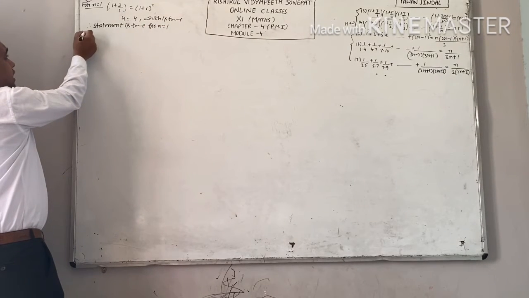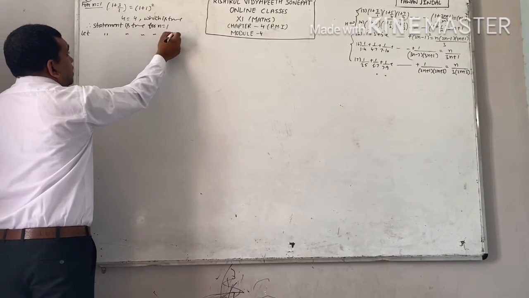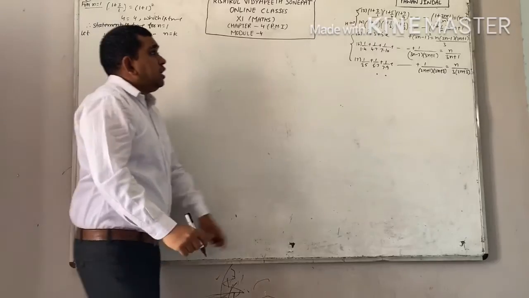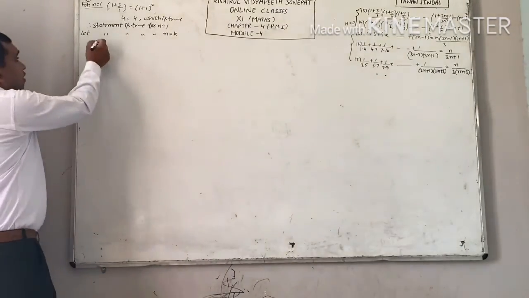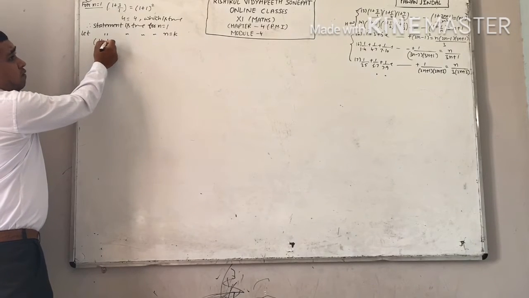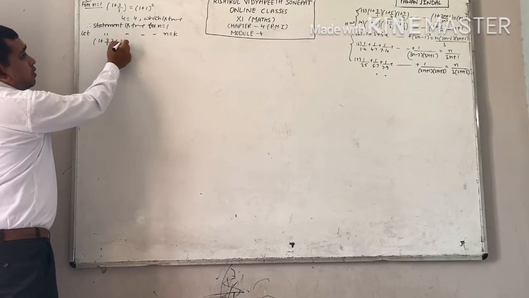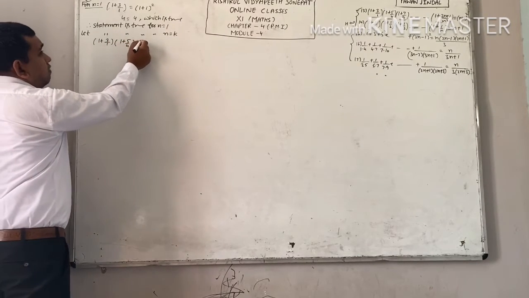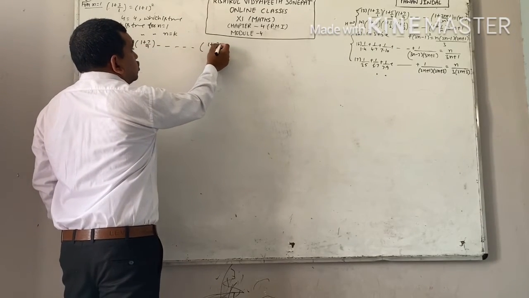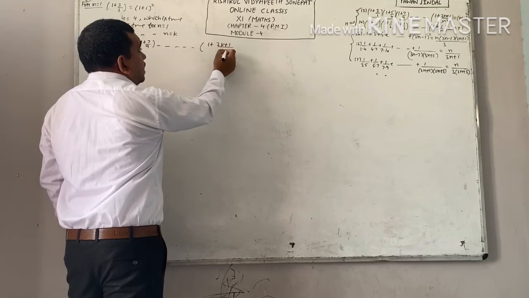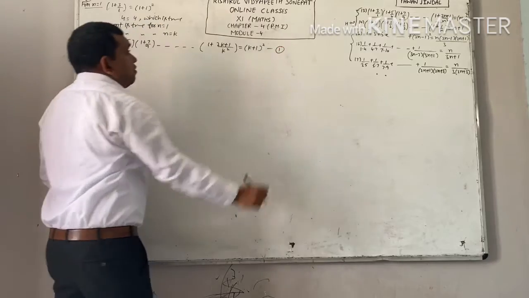Second step, let statement is true for n equal to k. Now put n equal to k on both sides. See what you will get. 1 plus 3 by 1, 1 plus 5 by 4, 1 plus 7 by 9, up to so on, 1 plus 2k plus 1 upon k square equal to k plus 1 whole square. See this equation number 1.